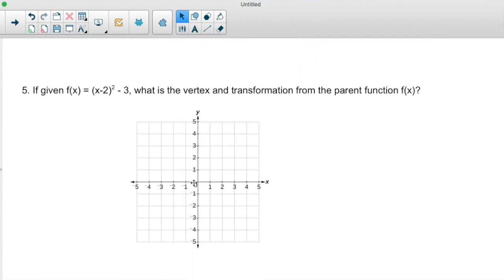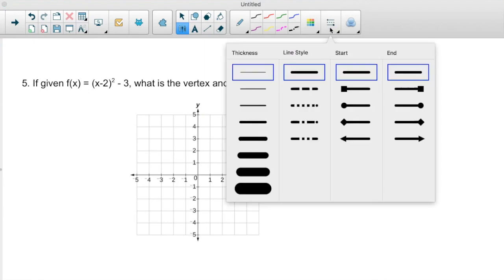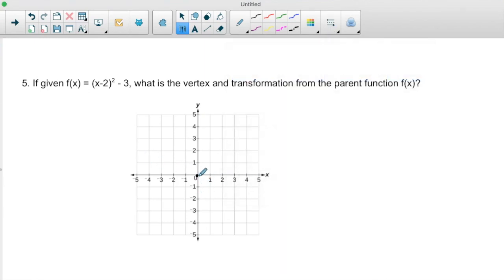Number 5. Here it's asking us, if given f of x equals x minus 2 to the second power minus 3, what is the vertex and transformation from the parent function? Okay, so the parent function will always be at the vertex, and then 1 and 1, and then 2 and 4. This is your parent function, okay?